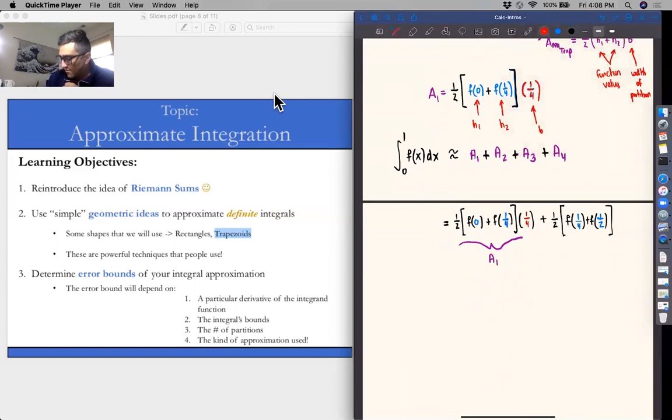Times the width of that interval, which is still 1/4 since they're equally spaced. Again, the 1/4 is coming from us subdividing the region 0 to 1 into 4 equally spaced pieces. So that is our area for trapezoid 2, and we would do the same exact thing for trapezoids 3 and 4.